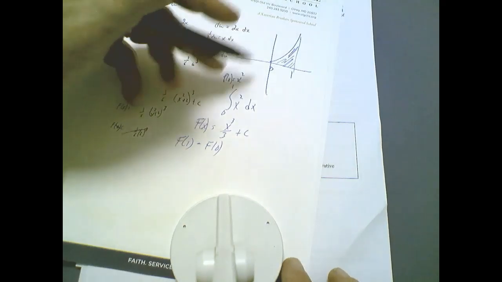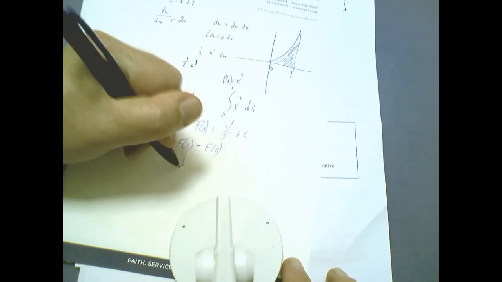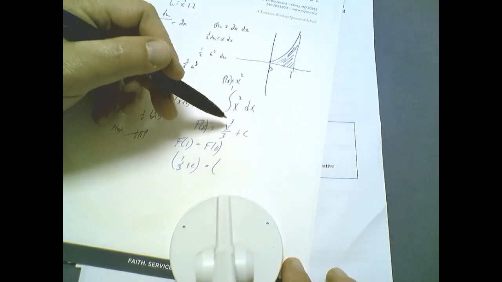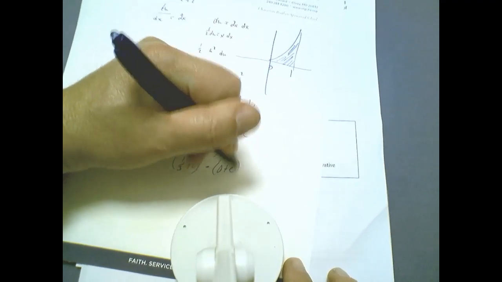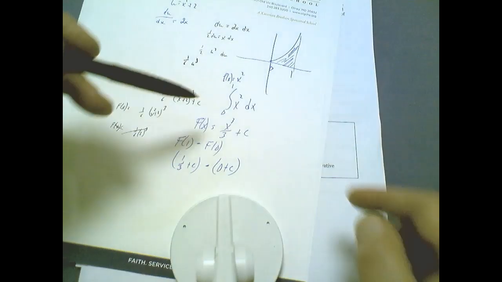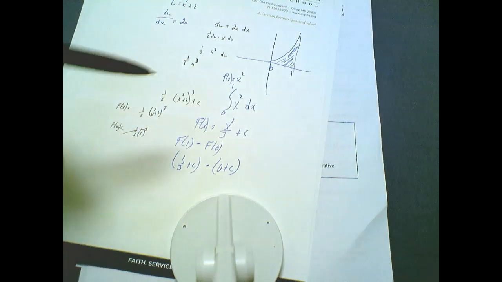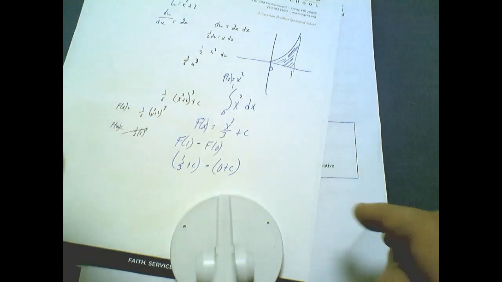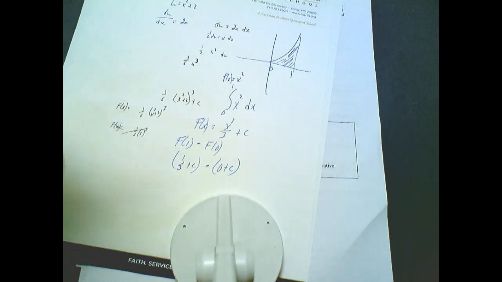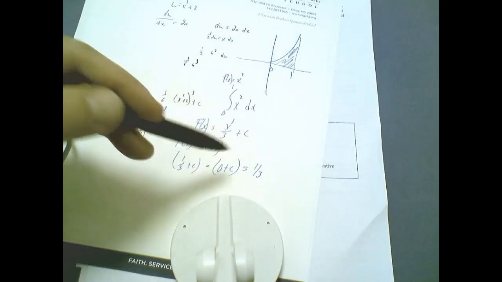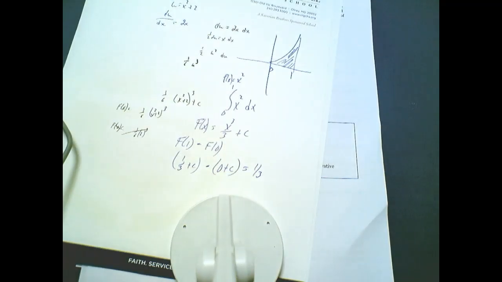Well, F of 1 is 1 cubed over 3, so 1/3 plus c. F of 0 is what? 0 plus c. One of the nice things that happens here, as you do indefinite integrals, is that the plus c really doesn't matter anymore, because when you do F of b minus F of a, you're going to have plus c minus c. In any case, what do we get for our final answer? 1/3 plus c minus c, 1/3. And that's exactly what we saw our little rectangles were getting closer and closer to.